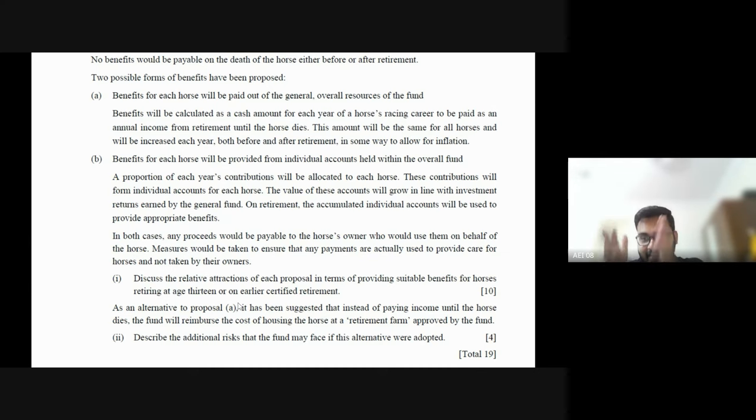Whenever I read the answer, I should also have this stem at the back of the mind. I should have this understanding that you're answering this particular question. Despite understanding that it's a relative attraction, which means advantage, disadvantage, advantage, disadvantage, and despite attempting for that, you might not get more than 6 if you're doing a simple plain vanilla comparison of a DB scheme versus DC scheme, because they're not asking this. They're asking you the relative attraction of each of the proposals. You have to compare proposal A, proposal B.